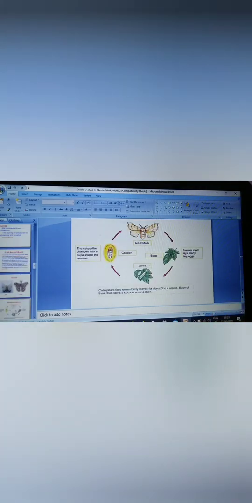Here you can see the life cycle of the silk moth. The caterpillar feeds on mulberry leaves for about 3 to 4 weeks. Each of them then spins a cocoon around itself. The feeding process is very fast, and it eats a lot and grows enormously in size. So you can see over here, the female moth lays many tiny eggs.